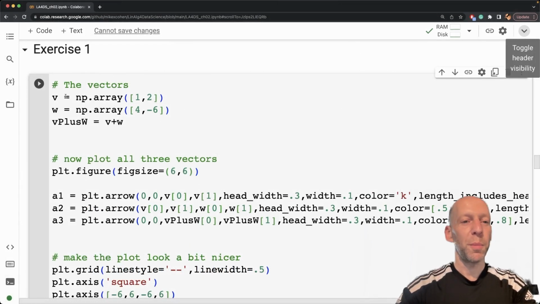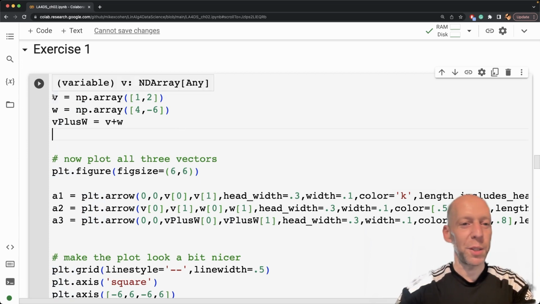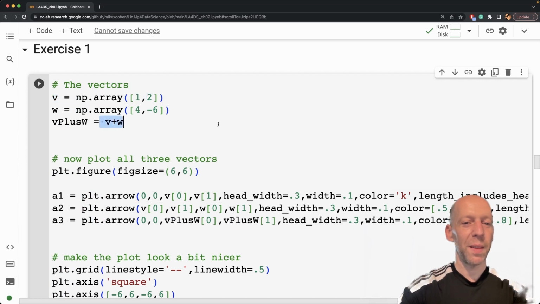So I start this code by defining v and w as numpy arrays, and I've already previously in the code imported numpy and also matplotlib. Okay, so this part's pretty straightforward. Arithmetically, we just create these two vectors and then add them together.